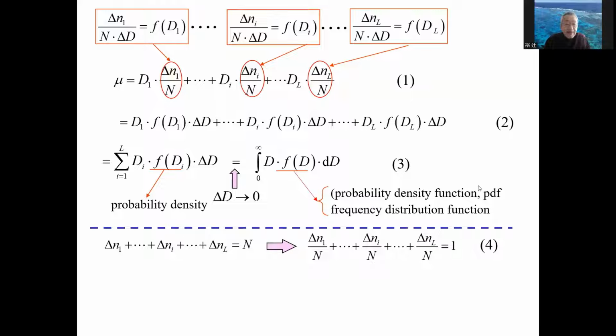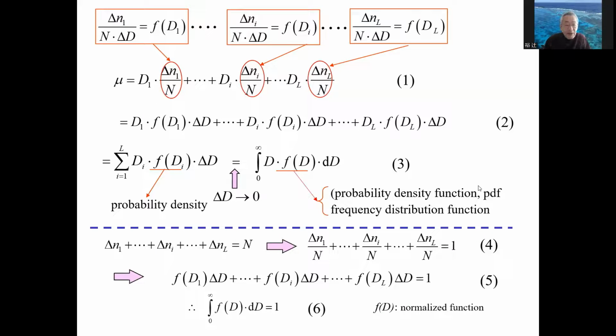Under the dotted line, the sum of particle numbers delta N1, delta N2, etc. is equal to the total number N of all particles. If we use the probability density Fdi, equation 4 becomes equation 5. Taking the limit, equation 5 becomes equation 6. Equation 6 indicates that the integral of Fd over the entire domain is unity. Such a function is called normalized function.